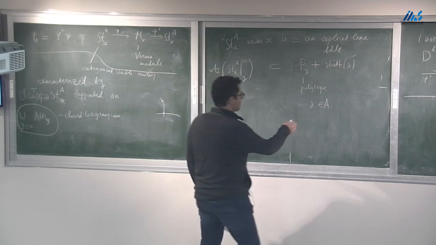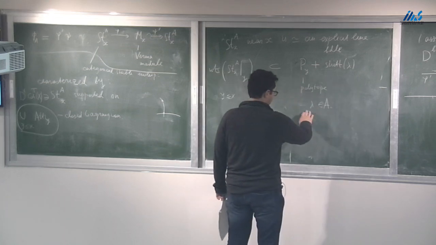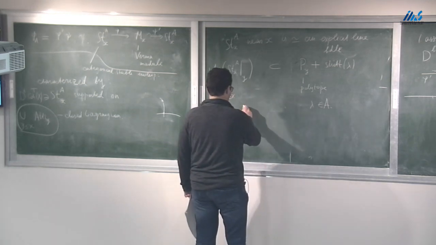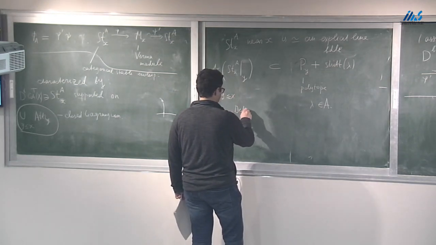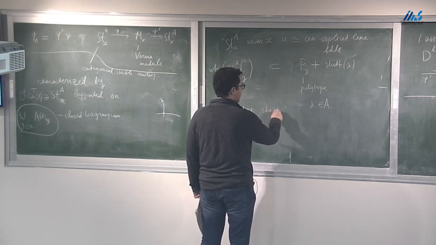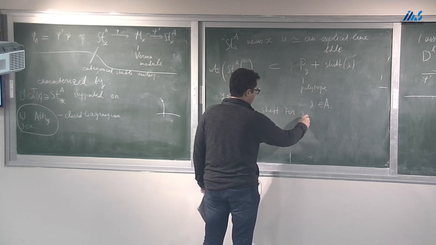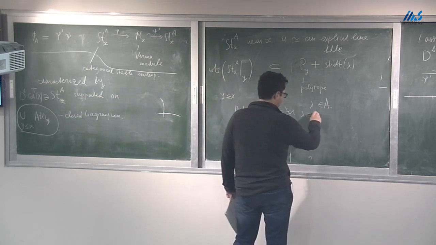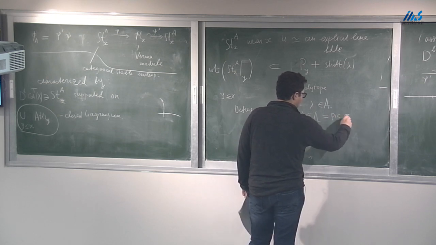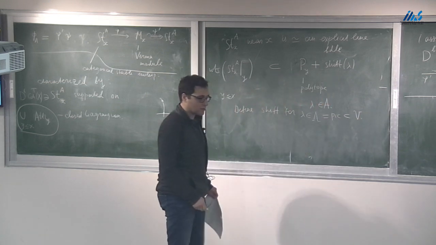I will define the shift for lambda in the actual Picard lattice inside my space V, and then extend by linearity.